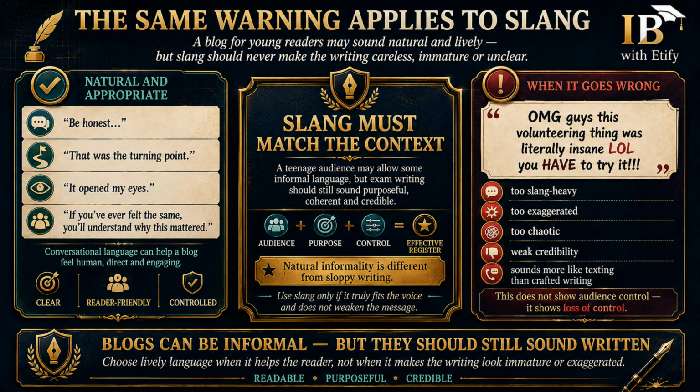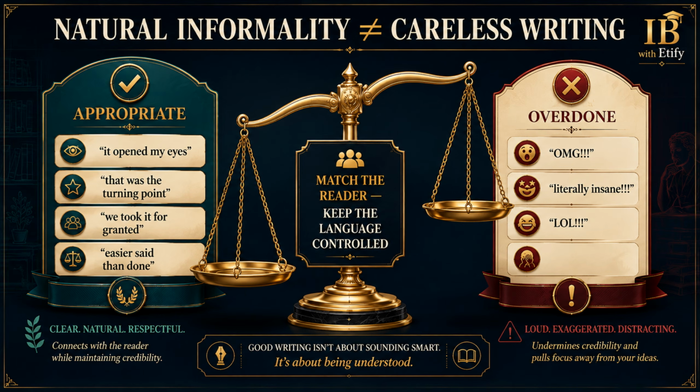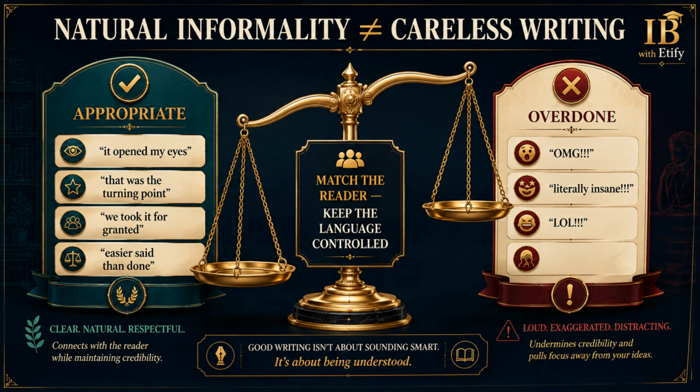The same warning applies to slang. A blog for young people may contain some informal vocabulary, but an IB examination response should not resemble a stream of text messages. Writing something like, "OMG, guys, this volunteering thing was literally insane. You have to try it," does not demonstrate strong audience control merely because teenagers are the intended readers. Natural informality is different from careless writing.